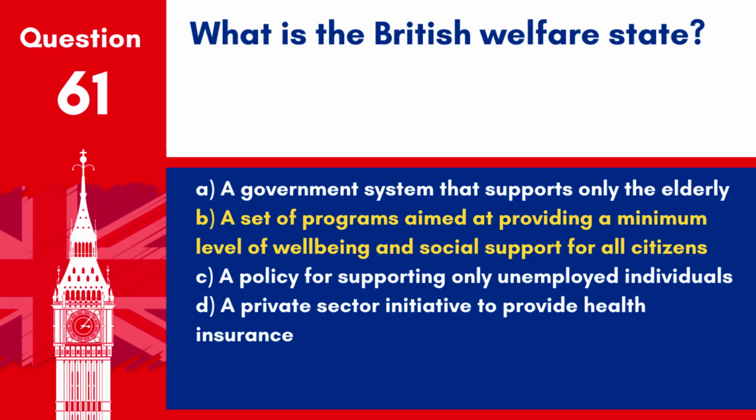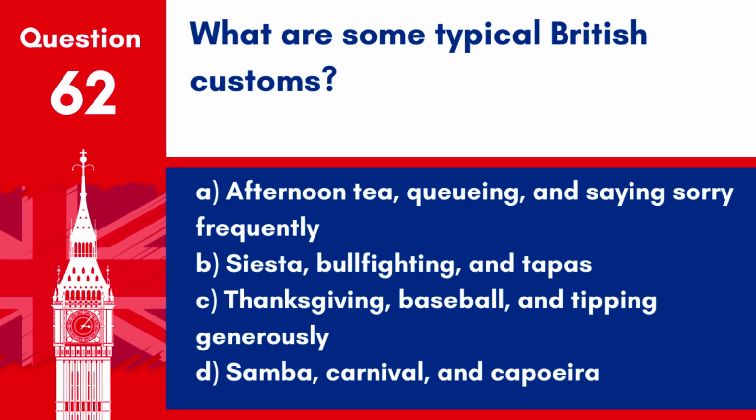The British welfare state consists of various programs designed to ensure the well-being and social support of all its citizens. Question 62. What are some typical British customs? A. Afternoon tea, queuing, and saying sorry frequently. B. Siesta, bullfighting, and tapas. C. Thanksgiving, baseball, and tipping generously. D. Samba, carnival, and capoeira.